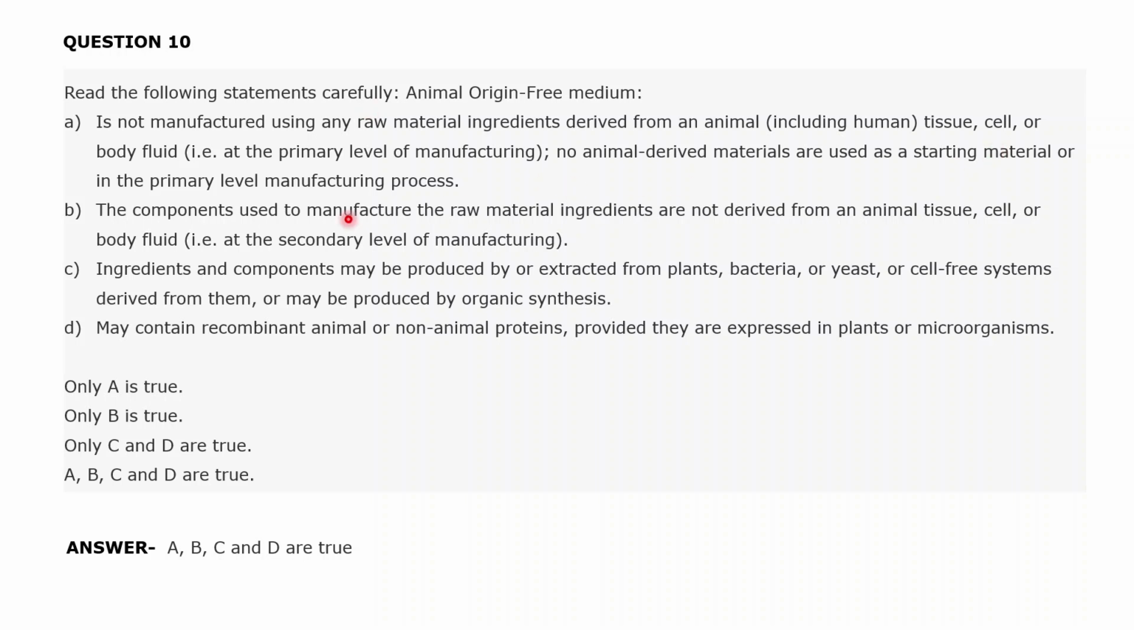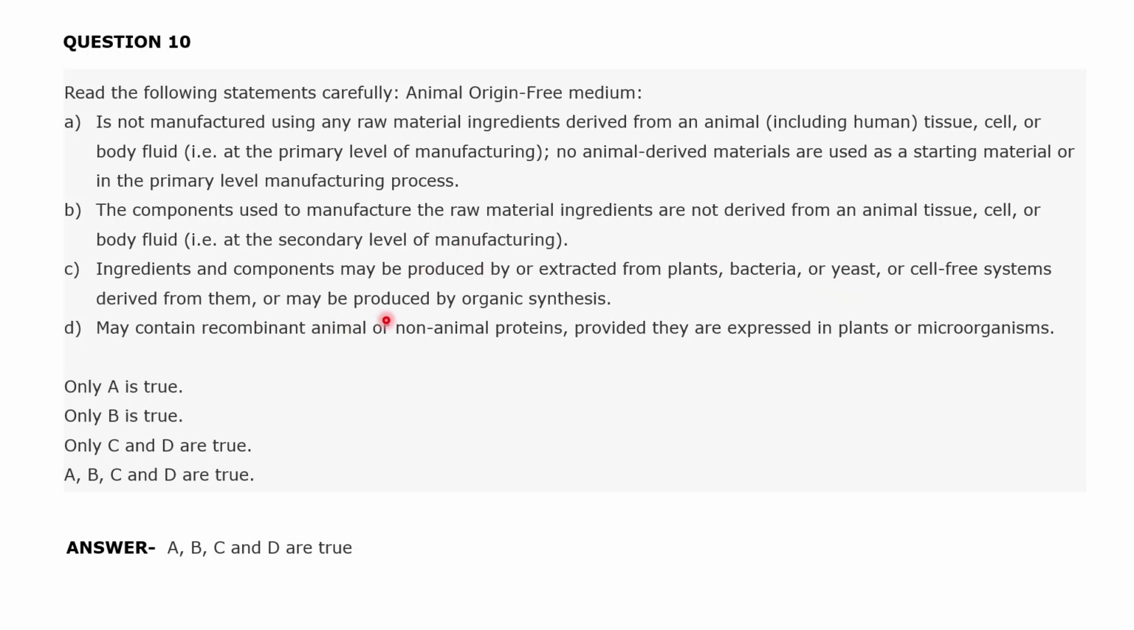Second point, the component used to manufacture the raw materials are not derived from animal tissue, cell or body fluid. That is also true. So both A and B are correct. Ingredients and components may be produced by or extracted from plants, bacteria, or yeast or cell-free system derived from them. So it is also actually called animal-free media. Any other component that is not present in the animals can be introduced into it, whether it's from plants, bacteria, or yeast, or any cell-free system can be used in that media. So basically that is also true.